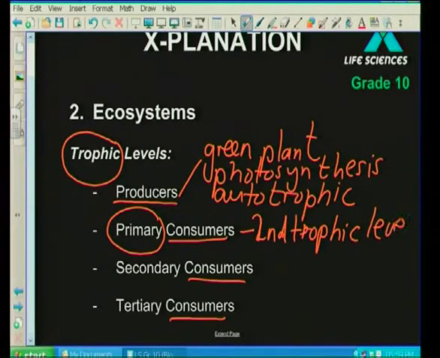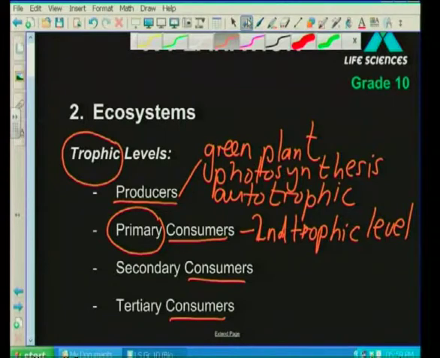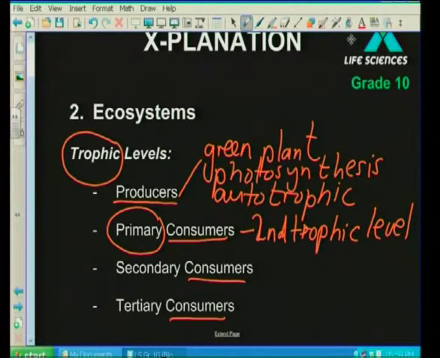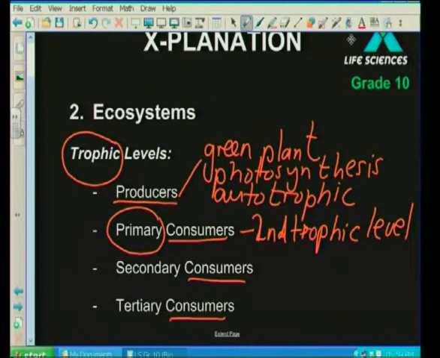Now, I don't want you to get confused here. I hope I did not confuse you. Let me just explain this quickly. All right, producers are on our first trophic level, because they can make their own food. The consumers are on our second trophic level. The secondary consumers are on our third trophic level. Tertiary consumers are on our fourth trophic level. Okay, so we have first, second, third, fourth, fifth. Remember, we said the shorter the food chain, the better the energy value at each level.